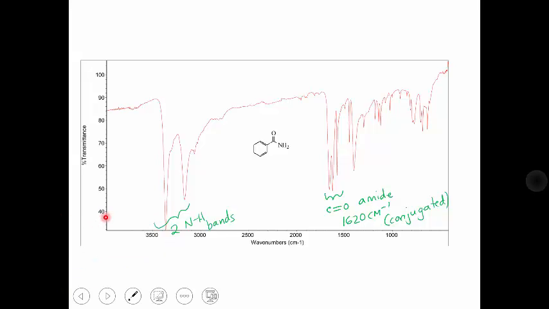So once again, the conjugation: this carbon-oxygen double bond, single bond, double bond, single bond, double bond, single bond, double bond, single bond. So those are conjugated bonds. Let's also draw our line up from 3000 here.